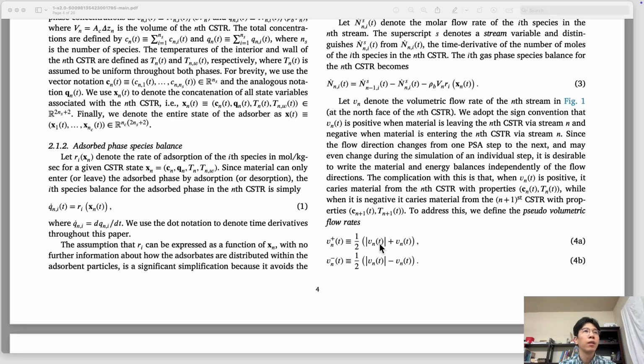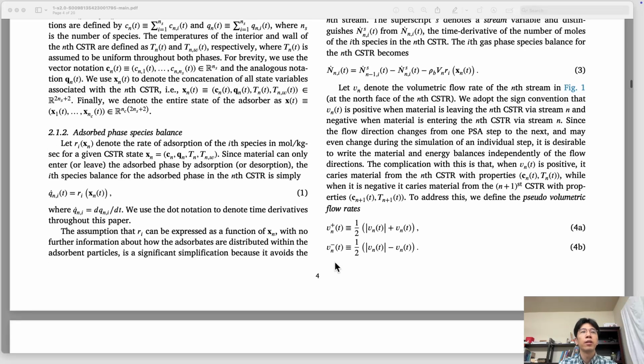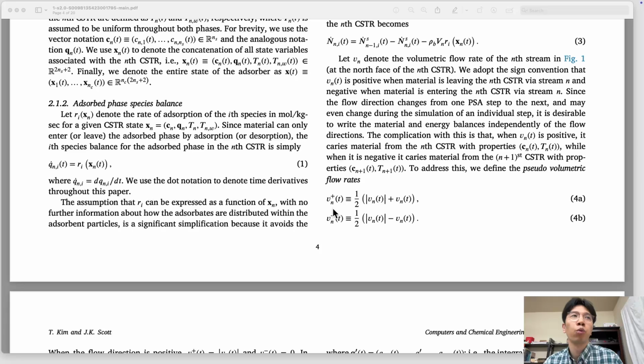So for instance, V_n is the volumetric flow rate that's coming out from the n-th CSTR, right? If it's positive, then you're just adding two positive numbers divided by 2, so you just get a positive number. So when the flow out is positive, you get a positive pseudo volumetric flow rate. And if you take a look at the other one, with positive V_n, you're subtracting the absolute value of a positive number minus a positive number, so it's 0, right? So V_n minus is 0. The nice property is that we always consider these pseudo volumetric flow rates in pair, the positive and negative pseudo volumetric flow rates for the n-th CSTR.